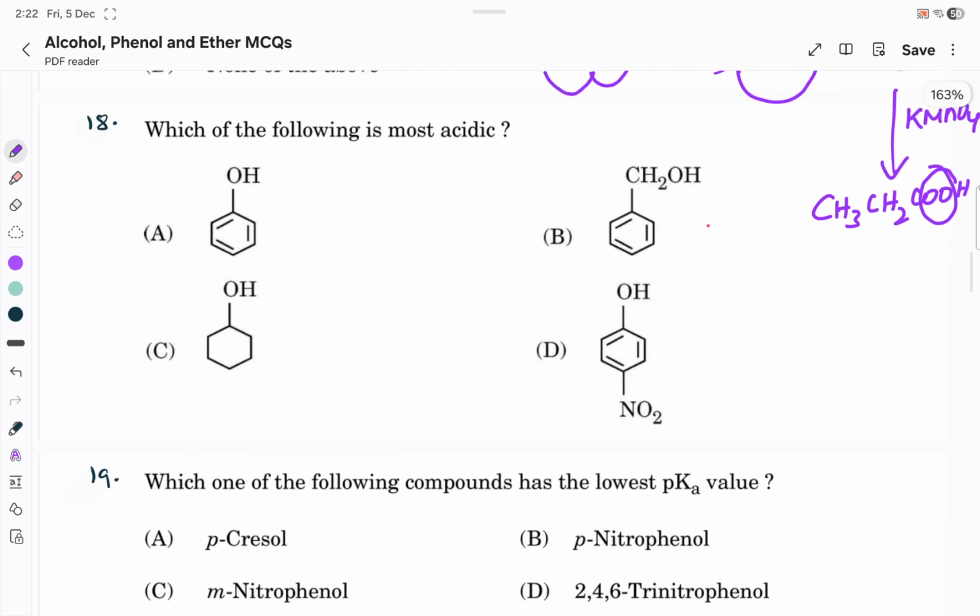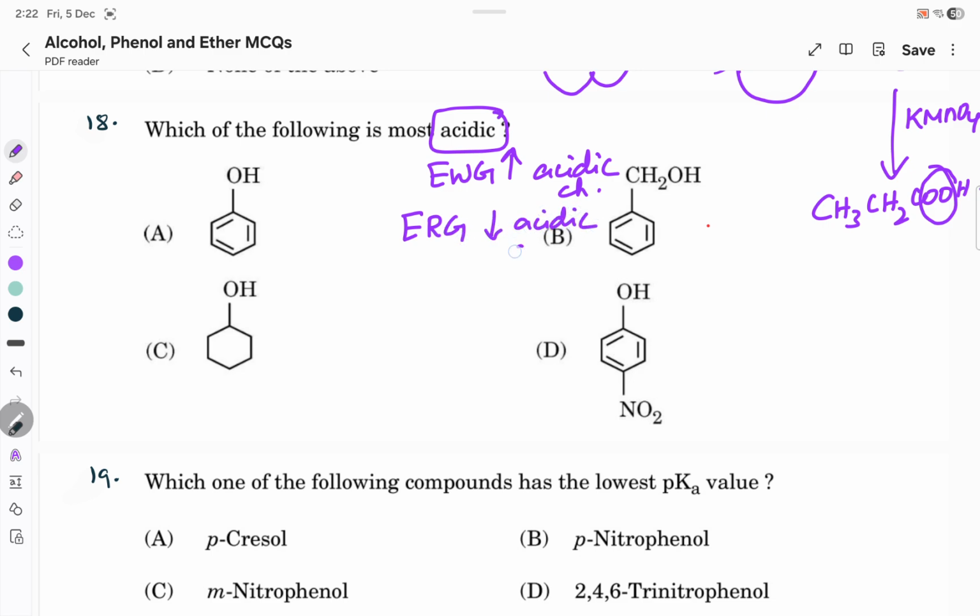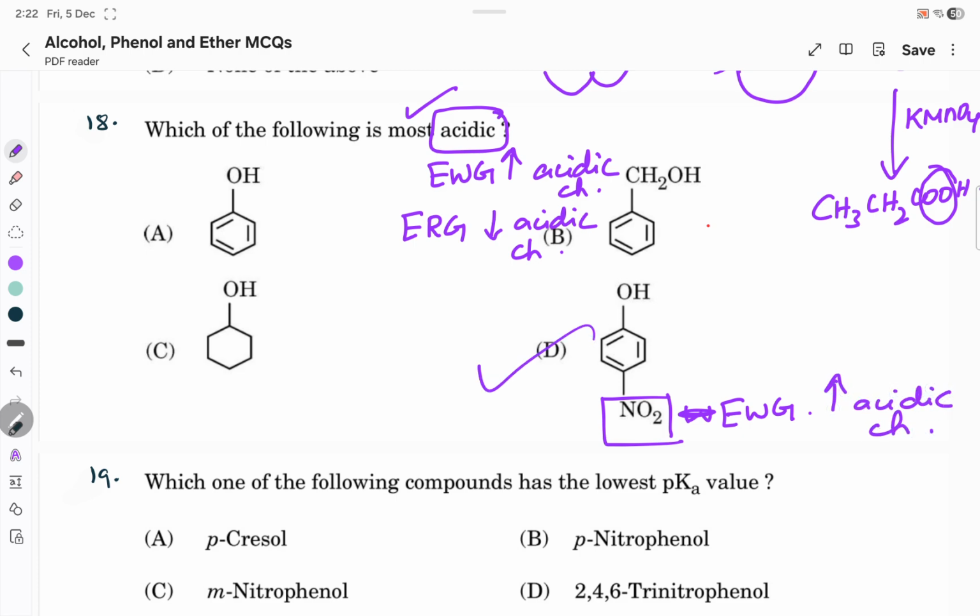Which of the following is more acidic? Whenever they talk about acidic character, an electron withdrawing group increases acidic character, and an electron releasing group decreases acidic character. Since they are asking for more acidic character, we have to look for the electron withdrawing group. This nitro group is the electron withdrawing group, so it increases acidic character. So option D is the correct answer.